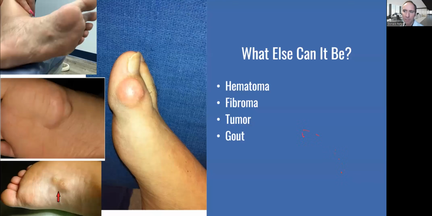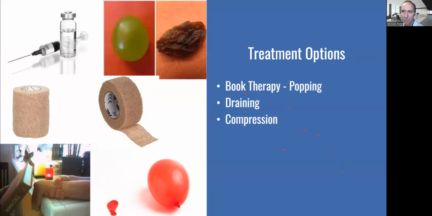Okay. What else can it be? Everyone asks, what else can it be? Well, it could be blood, which is a hematoma. This is an example of a patient when I popped it, blood came out. It could be a fibroma, which is a little micro tear of the plantar fascia or the fibrous band. So it's not a ganglion. It could be a tumor, which is just a growth, or it could be gout. So it could be other types of things. That's why you should see a professional.